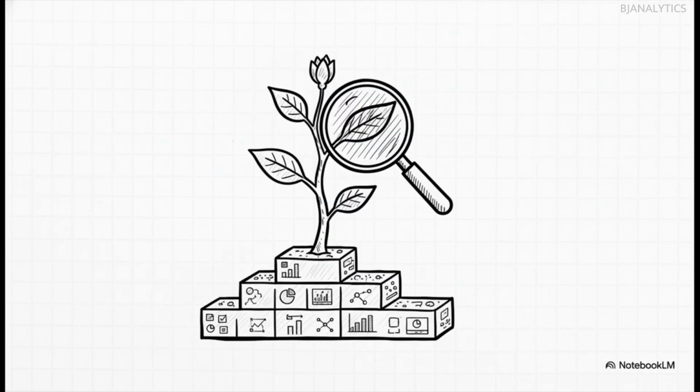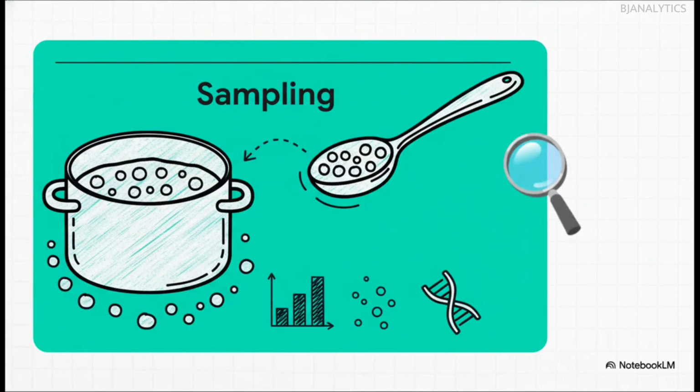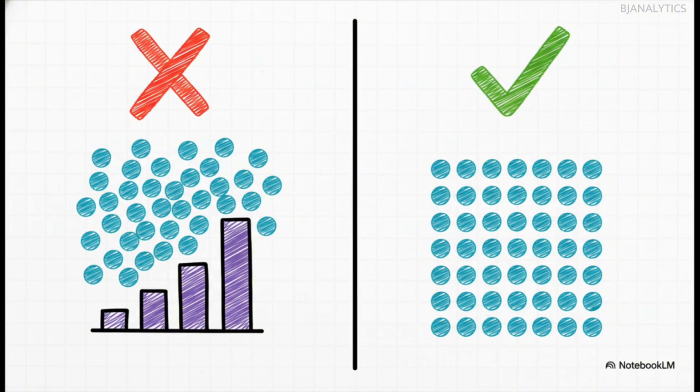But before we can test anything, we need good data. And that all starts with smart sampling. It's kind of like tasting soup, you know? One spoonful can tell you what the whole pot's like. And getting this right is absolutely crucial. Bad data can lead to some really bad science.